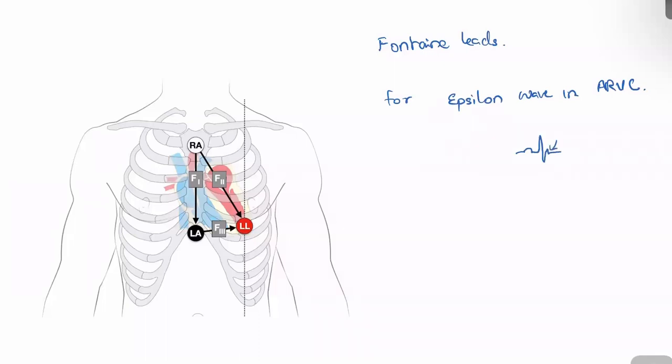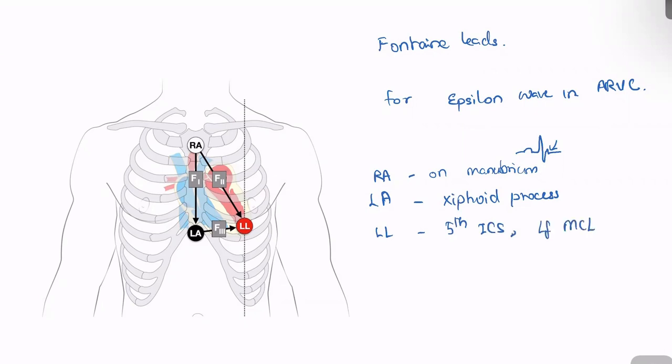Okay, so in this case, RA leads on the manubrium, LA leads on the xiphoid process, LL on the fifth intercostal space, left midclavicular line. It is like the position of V4, and right leg on the right leg. Okay, by placing the leads in this placement, we can better visualize the epsilon wave. Okay, so it is all about the leads.